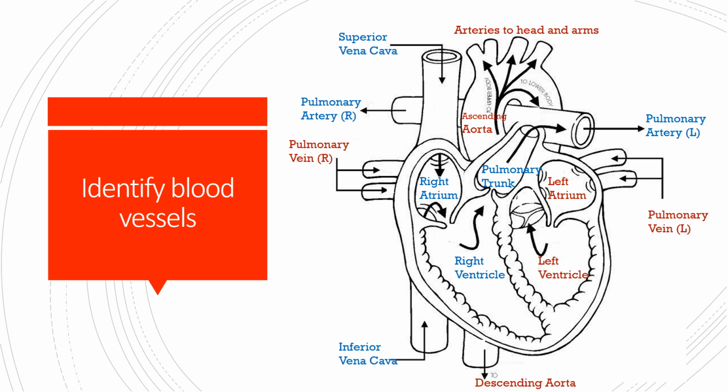All right? So let's run through it again. Blood's coming back. It's coming back through the superior vena cava, inferior vena cava. It's dumping into the right atrium. It then will go through a valve here that's then going to send it into the right ventricle. From the right ventricle, we're going to go to the pulmonary trunk. From the pulmonary trunk, it splits.